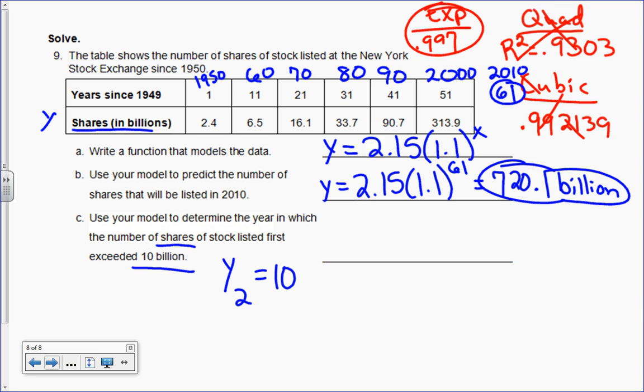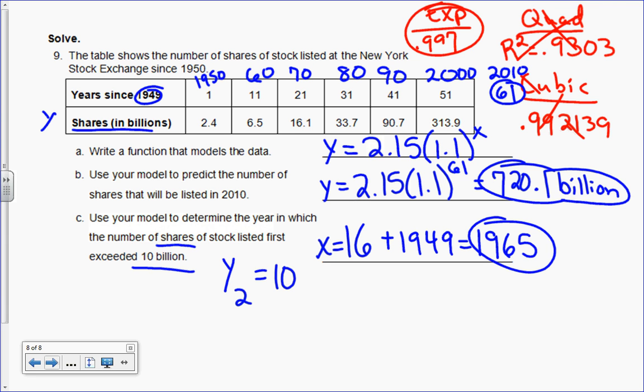Okay, so 16 years, let's see, somewhere in between 15 and 16 years. So it's a little over 16 years. So it's about 1965. Because you want to know where it goes over 10 billion. So x equals about 16. So you started in 1949. So you would add 1949 to that, and you get 1965. That's about the year when you exceed 10 billion.